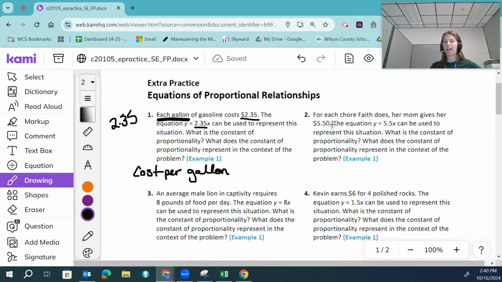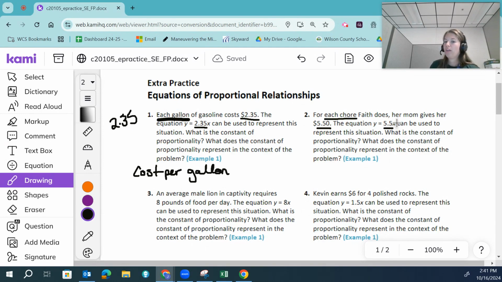Okay, so let's take a look at another one. For each chore Faith does, her mom gives her $5.50. Okay, for each chore. So one chore is $5.50. So the equation y equals 5.5x can be used to represent that situation. So the constant of proportionality would be the 5.5 because x is the number of chores that she does.